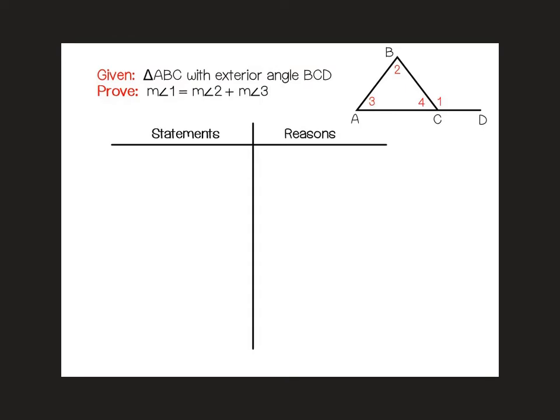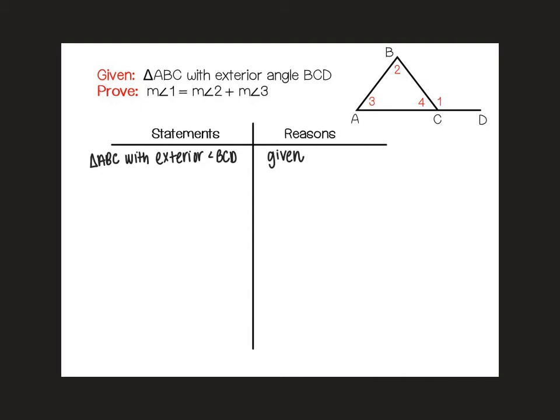We're going to prove the exterior angle theorem. So we start with our given statement, triangle ABC with exterior angle BCD. Our first reason is always given. And then remember how we start proofs is we look at our diagram and we think about things that we already know to be true.